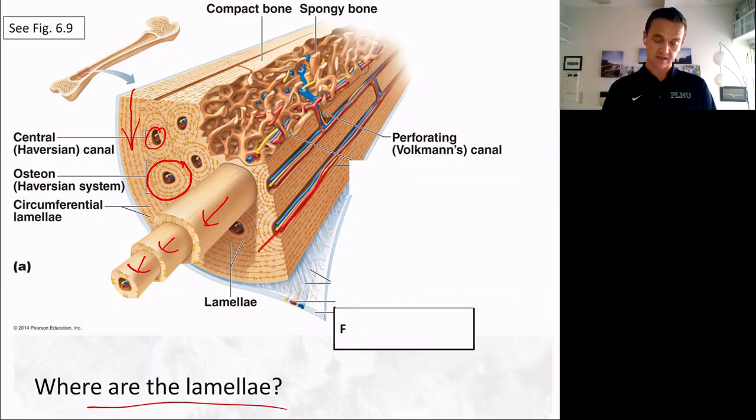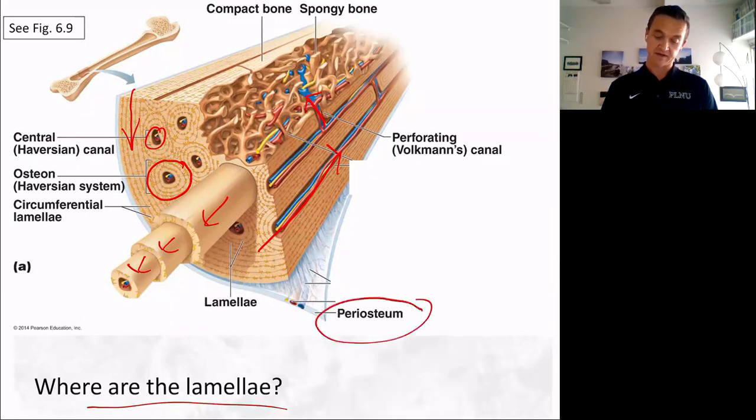Because we've got these central canals this way, but then we've also got to get blood to the inside, so there's got to be some perforating canals going that way. And then again, we see this periosteum on the very outside, and you can see how that houses veins, arteries, and nerves as well. All right.